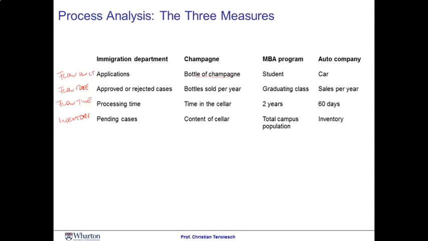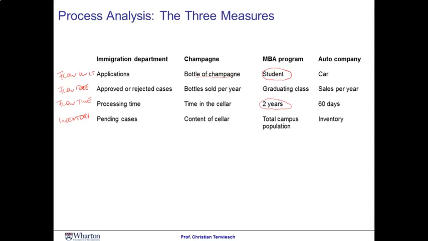Consider an MBA program as a production process. The flow unit here is the student. The flow rate is the incoming or the graduating class, so simply the number of students going through the process per year. The processing time, at least here at Wharton, it's a 2-year program, so that's the time that the student spends at school. The inventory then is the total number of students on campus in the first year and in the second year.